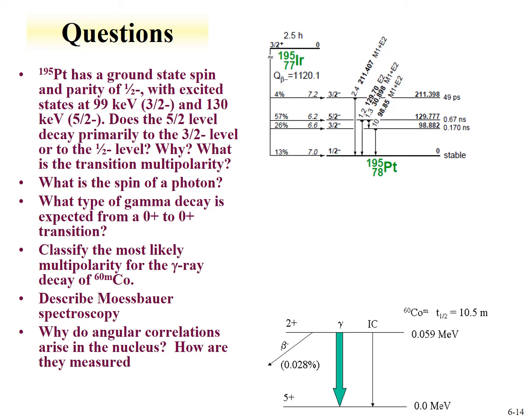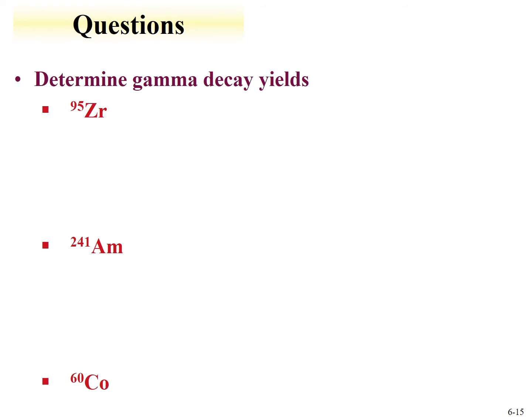You should also be able to describe Mössbauer spectroscopy, which was just done in the previous lecture, and also the lecture we've just completed. Also in the previous lecture we discussed angular correlations. How are they measured? By aligning the nuclei. Gamma decay yields are very important concepts that were covered in the lecture.